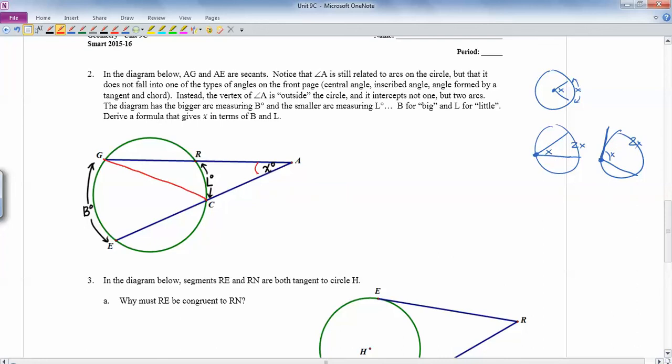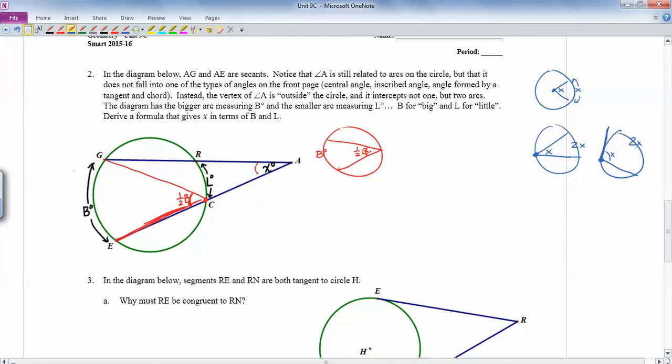So there's g to c. Now, this angle right there is an inscribed angle. Right? If I draw it by itself, that angle carves out the B. So that means that this angle right here is going to be half of B, right? Because it's half of the arc that it carves out. So I'm just going to label it right here. This is half of B.